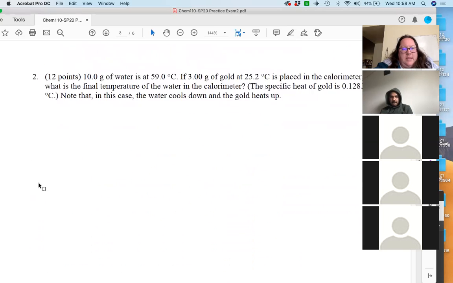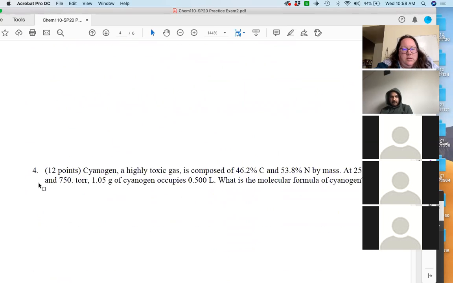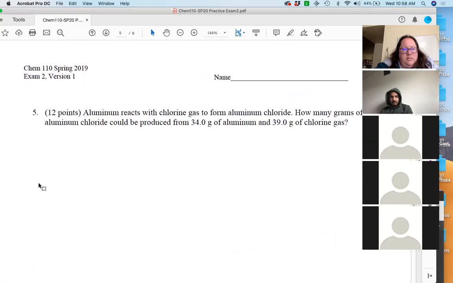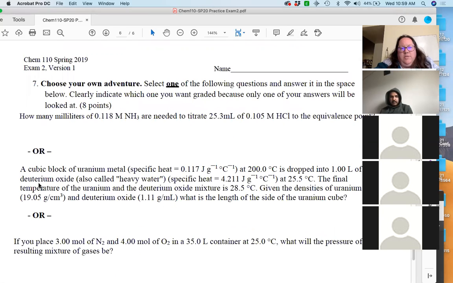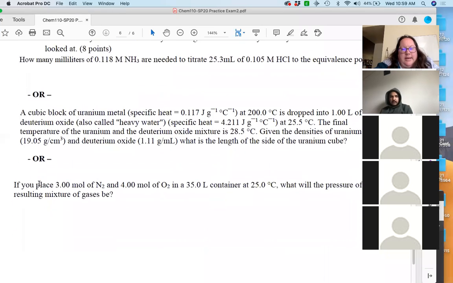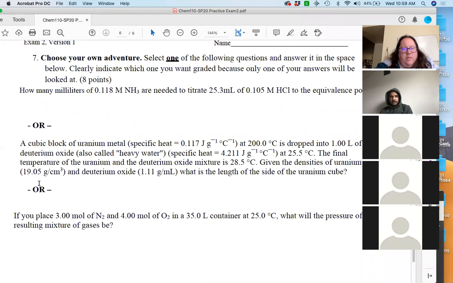And then the last one is you'll have the choice of a choose your own adventure. So you'll be able to choose one of the 3 following to be able to answer. And then I'll also have the extra credit as we had before. So are there any questions about the structure of the exam before we move on?